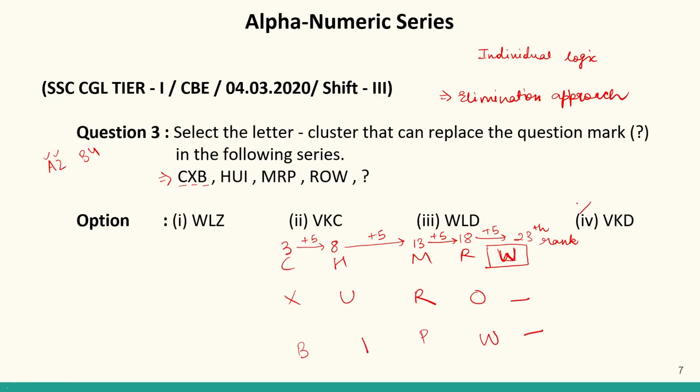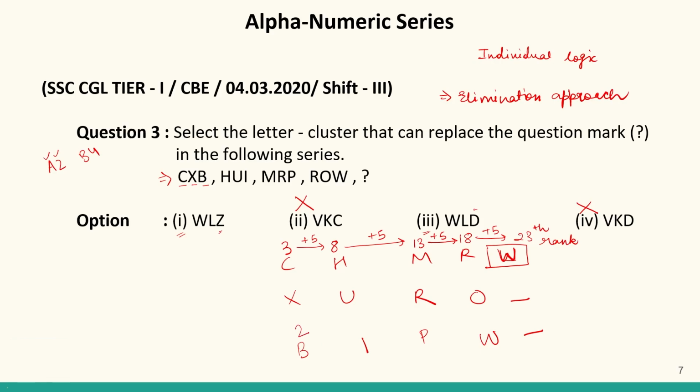So I can see this will not be the answer and this will not be the answer. So my answer will be either option 1 or option 3, right? And now I can see that L is common in both the options. So probably the deciding factor is whether the third element will be Z or D. So I can quickly jump to this series.